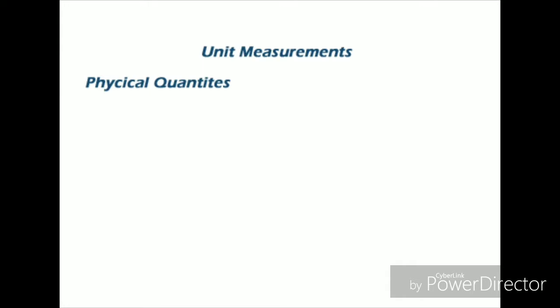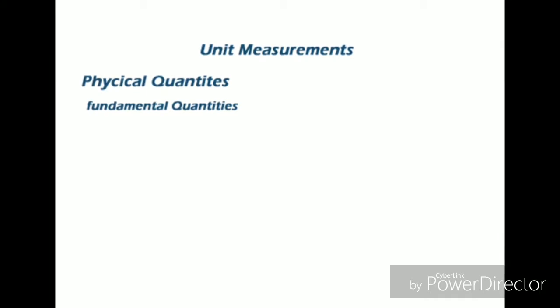First, introduction. In the introduction, we are seeing physical quantities. What are physical quantities? Physical quantities are the quantities that can be measured physically. The physical quantity is broadly divided into two: fundamental quantities and derived quantities.